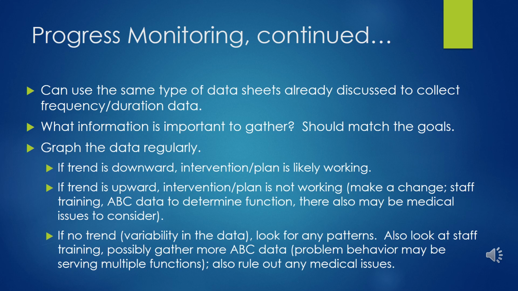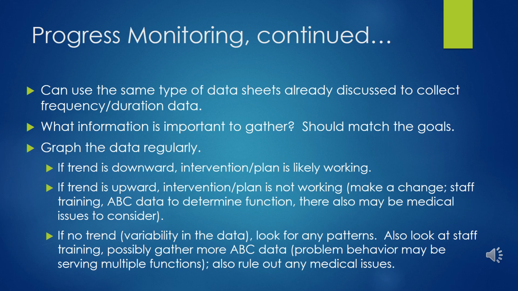And we want to graph the data regularly, and this is very important. That allows for a very quick analysis of if it's working or not. So when you look at a graph of data, if the trend of the graph is going downward, then your intervention or plan is likely working. If the trend is upward, then the intervention or plan is not working, and we'll definitely need to make a change. Maybe there's more staff training that needs done.